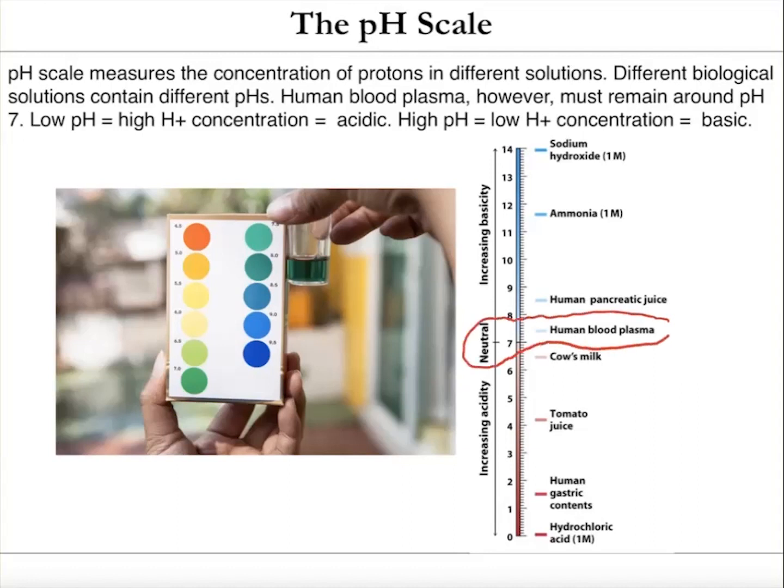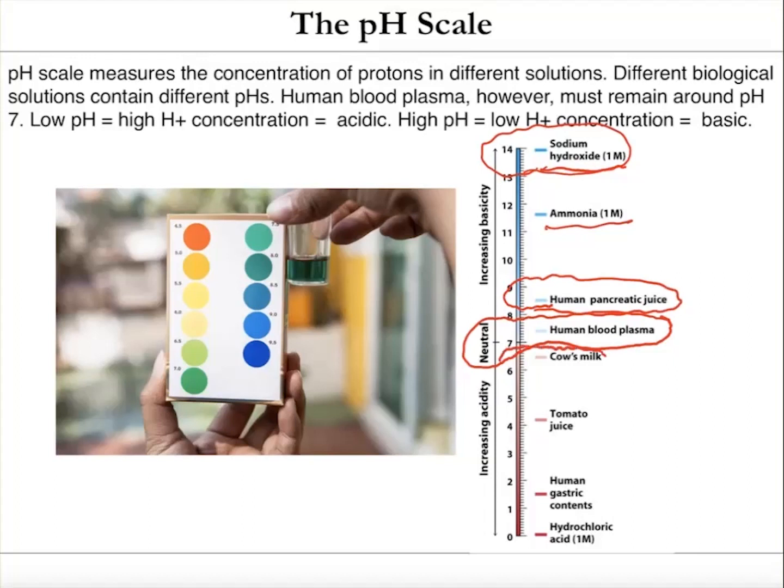So human blood plasma is just slightly above pH 7. That is very important, because if there's too many protons or your blood is too acidic or too basic, that would cause all sorts of problems in your body. So if you think of sodium hydroxide, that would be a very basic solution. There'd be almost no protons floating around in that solution. Ammonia is also very basic. Human pancreatic juice is slightly more basic than blood plasma.